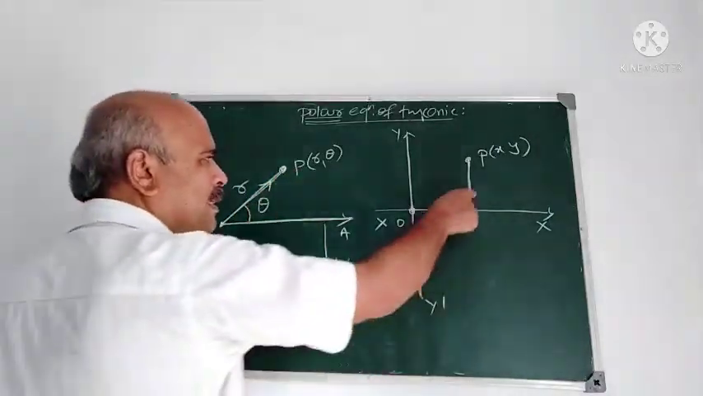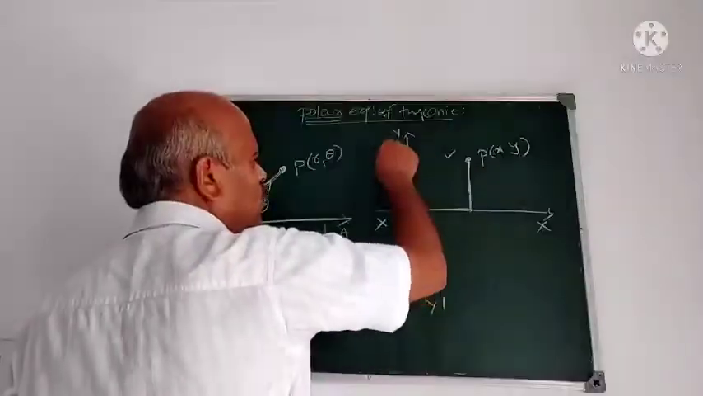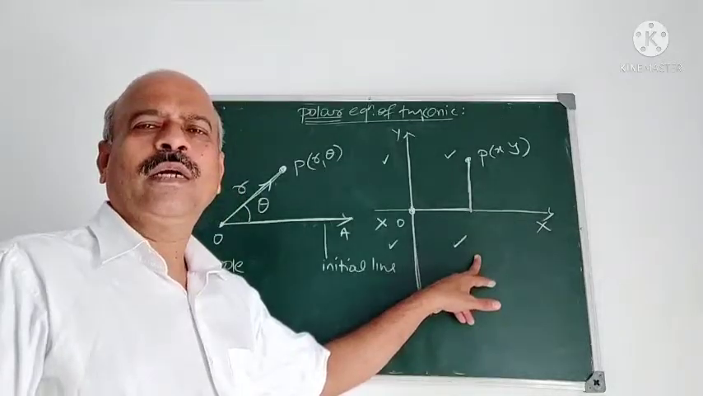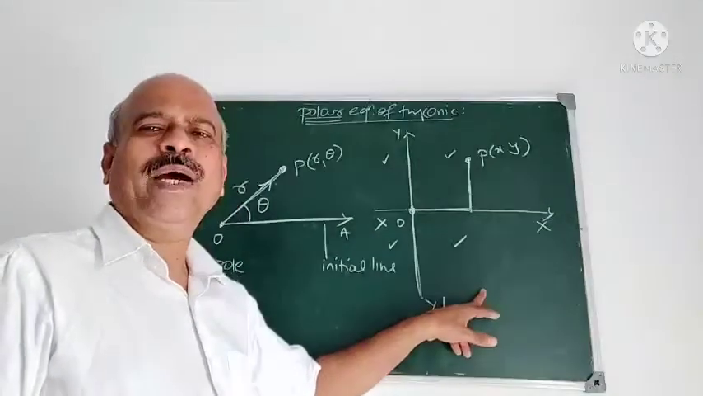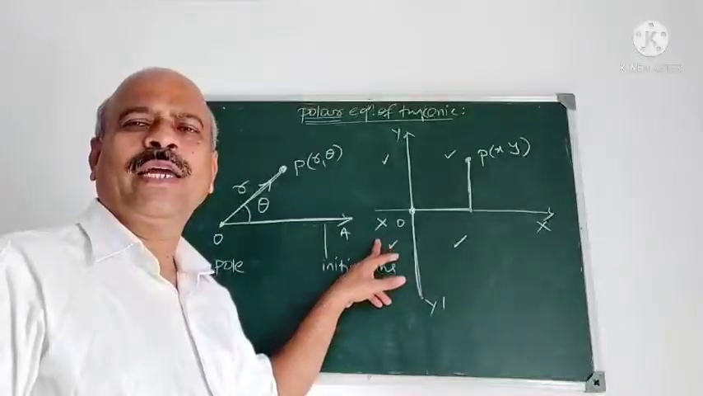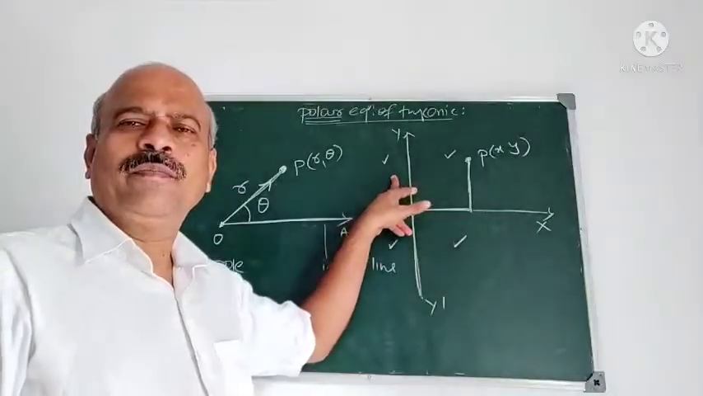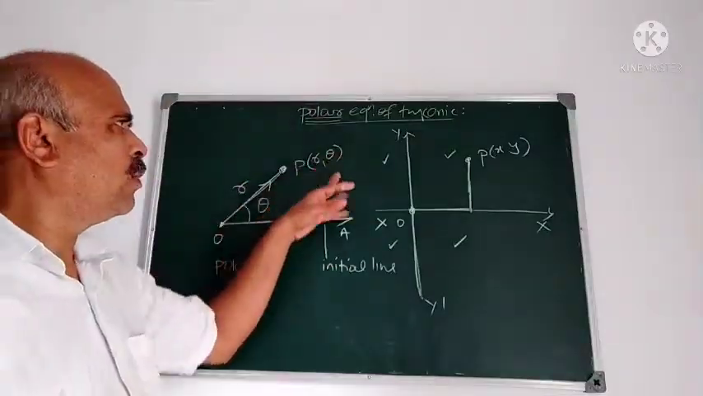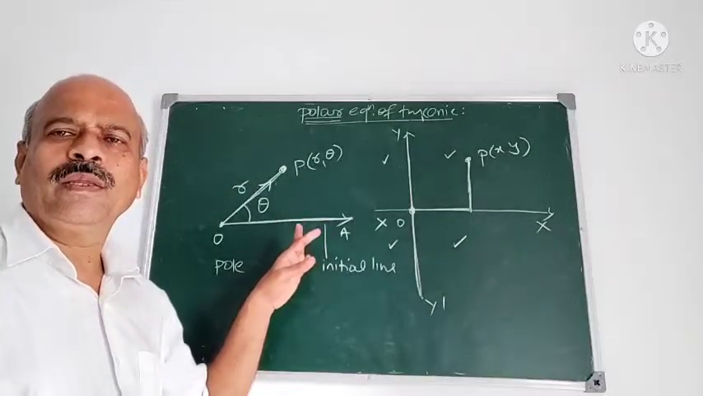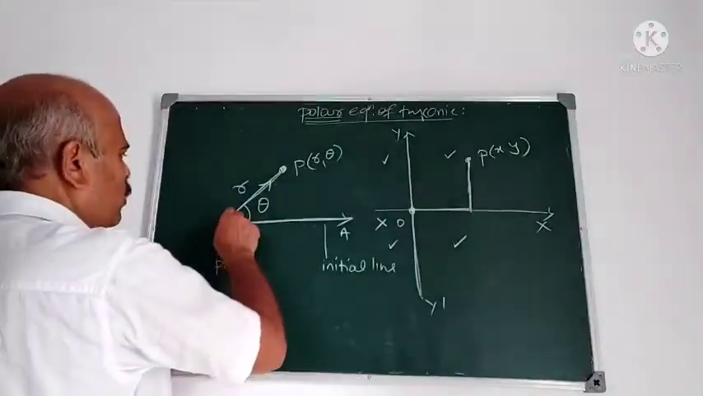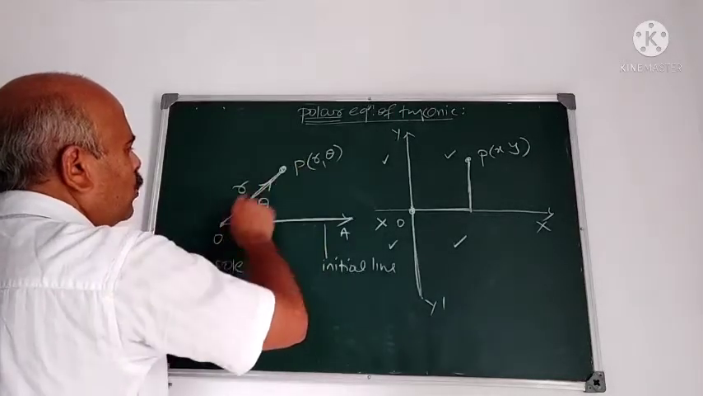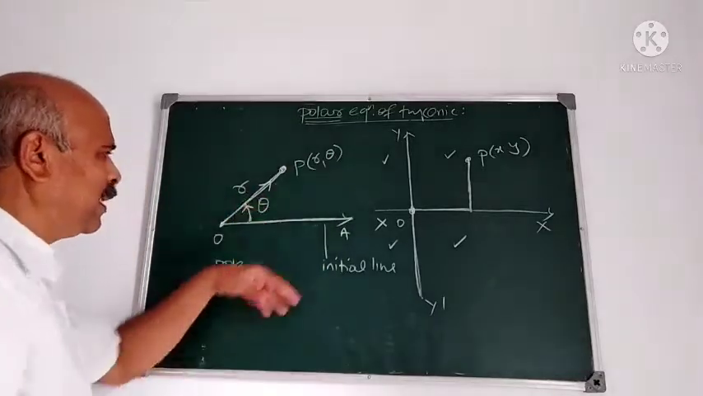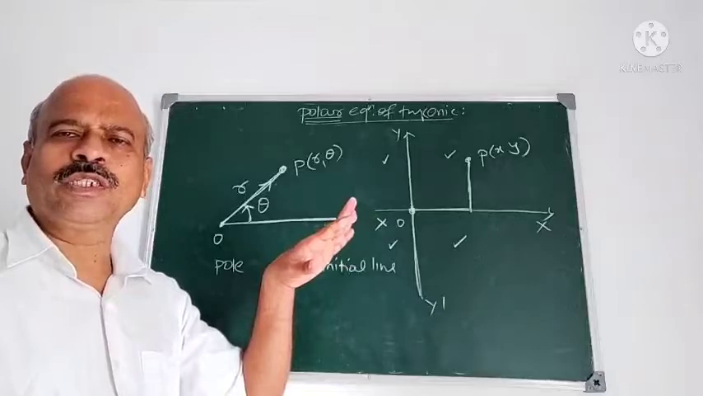In Cartesian coordinates, you know that in the 4 quadrants you have different signs for the points. Suppose P lies in the 4th quadrant: x positive, y negative. In the 3rd quadrant, both x and y are negative. In the 2nd quadrant, x negative, y positive. Accordingly, in the case of polar coordinates also, they have different signs. Suppose r is measured along the line bounding the vectorial angle, then it is taken as positive. Suppose theta is measured in the anti-clockwise direction, then it is taken as positive.